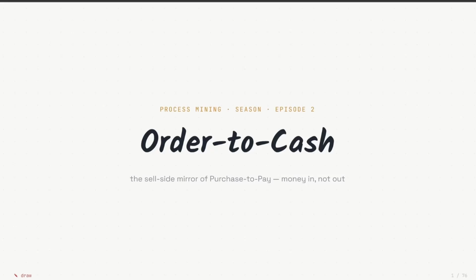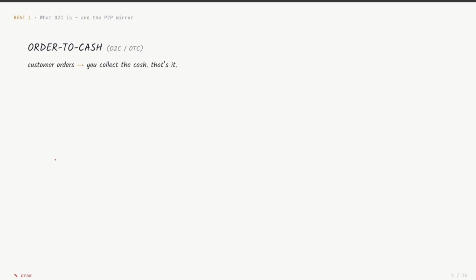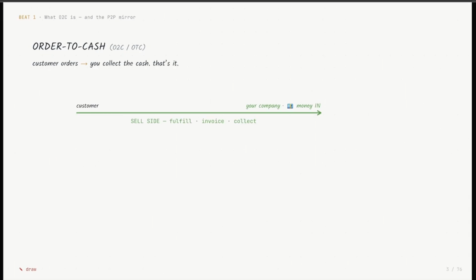Today's episode is about the order to cash process, the sell side mirror of the purchase to pay process. So order to cash is the end-to-end process from a customer placing an order to you collecting and booking the cash. In a way, it's the exact mirror of purchase to pay. P2P is the buy side: you order from a supplier and pay them. O2C is the sell side. The customer orders from you, you fulfill, invoice and collect money in. So it's exactly the mirror of P2P.